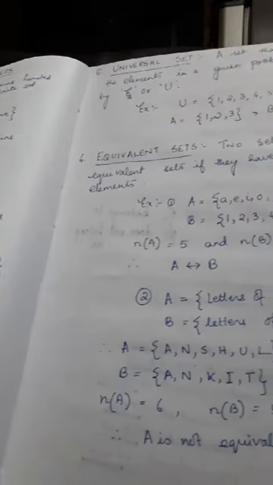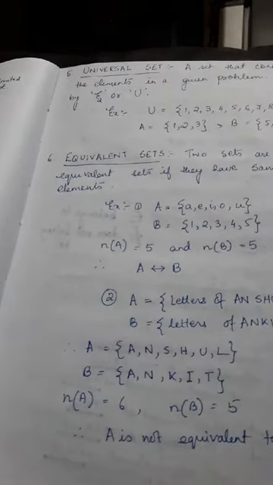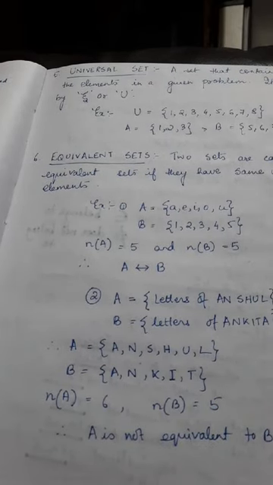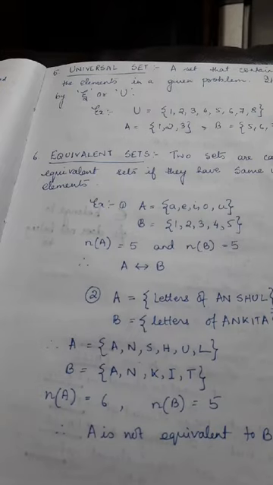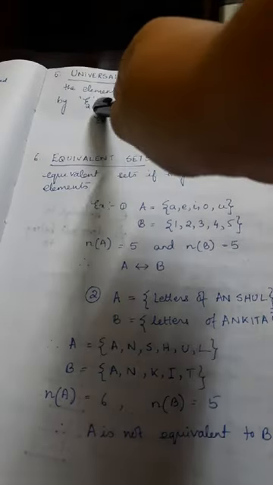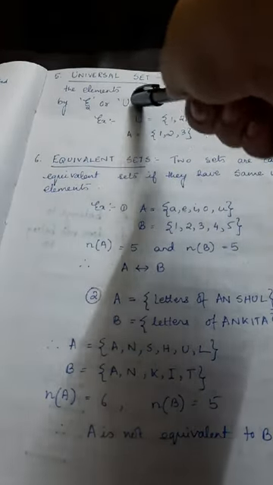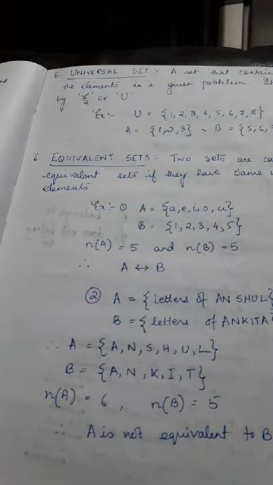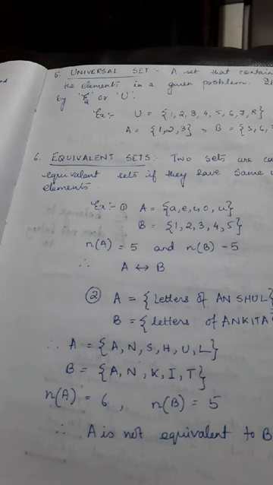Then moving on to universal set. What is a universal set? A set which contains all the elements in a given problem. So that is basically a universal set, and it is denoted by this sign. Whichever sign is comfortable for you to write, you can write either this or this. Then moving on to equivalent set.